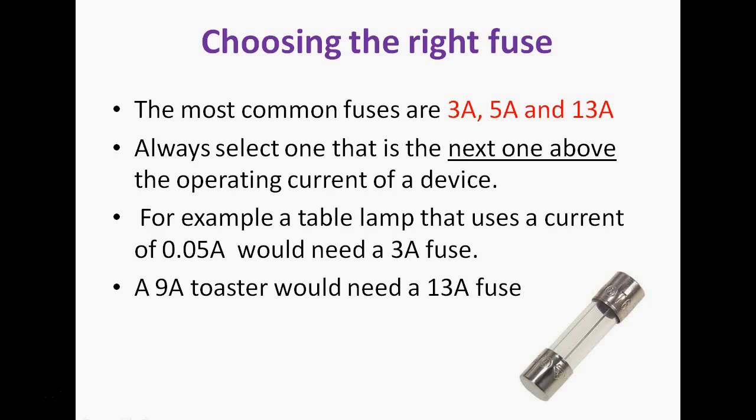So for example, if you have a table lamp that uses a current of 0.5 amps, then you would need a 3 amp fuse, because that's the next one above 0.5 amps. A 9 amp toaster would need a 13 amp fuse, because that's the next fuse above 9 amps.